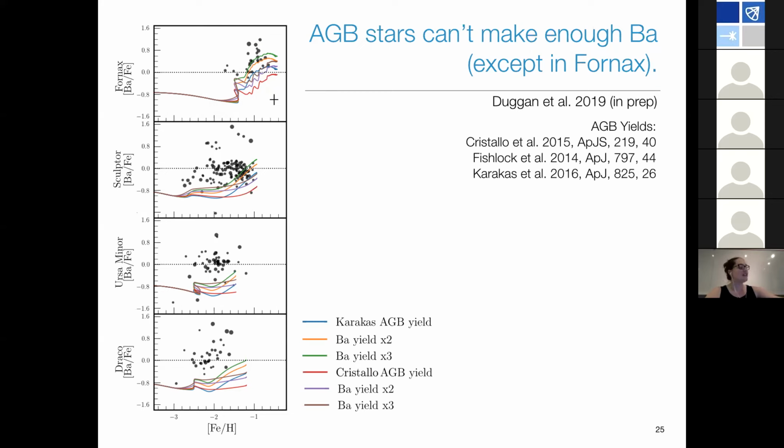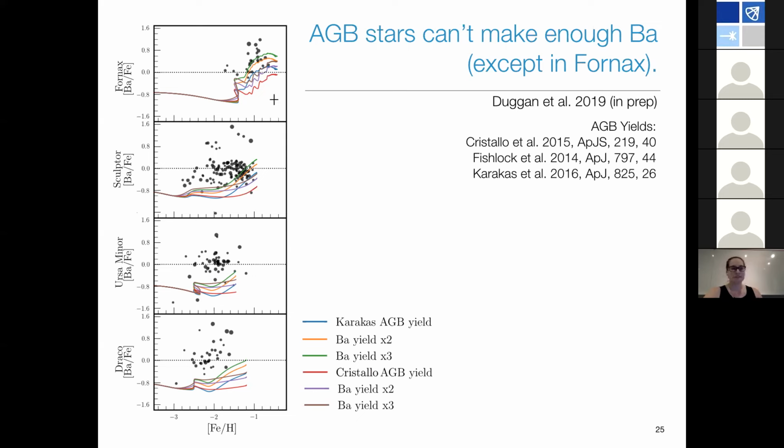In addition, as you can see, the AGB yields get a positive slope at late times, which is most easily seen in Sculptor, Ursa Minor, and Draco, and that trend doesn't match the trend observed in the barium abundances. Specifically in Sculptor, we actually see a flattening of the barium to iron trend at higher metallicities rather than an increasing trend.